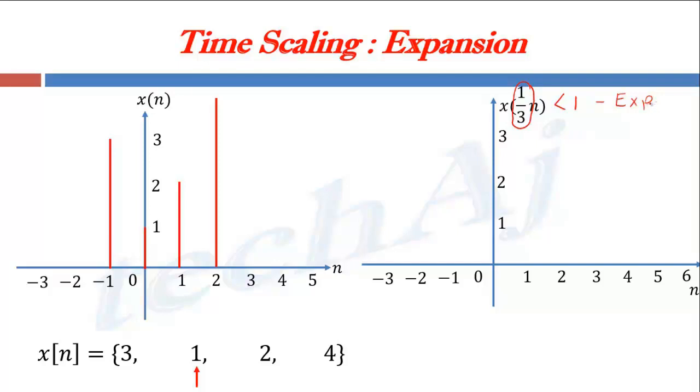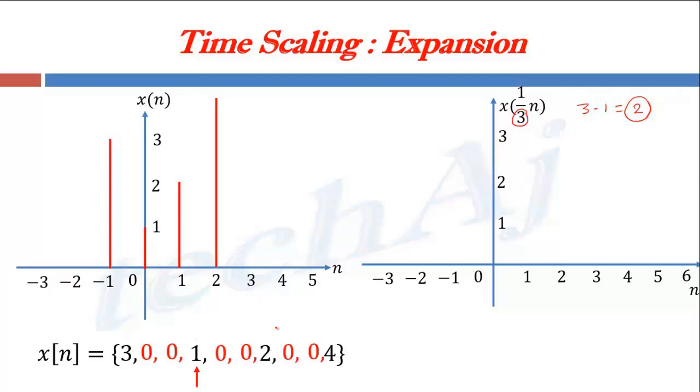In discrete time, whenever the signal gets expanded, it will add zeros in between the original samples. For example, here our scaling factor is 1 by 3. That means whatever this factor minus 1, that is 3 minus 1, which is 2, 2 zeros will be added in between every 2 samples. That means in between 3 and 1, 2 zeros will be added. In between 1 and 2, 2 zeros are added, and so on. So in this way, the signal will get expanded.